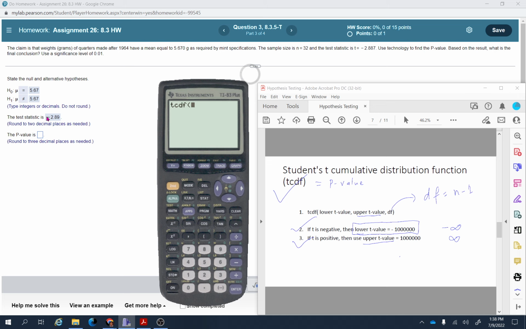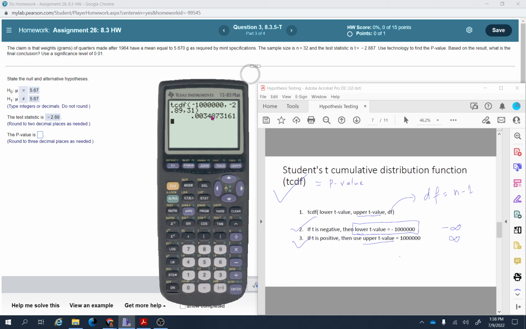In case of a negative t-value here, the lower t-value is negative 1 million. That's what I am using here. You could use a very small number like negative 2 million or 3 million, but just using 1 million is fine. And now the upper t-value would be negative 2.89, comma the degrees of freedom. Because n is 32, the degrees of freedom is 32 minus 1, which is 31, and that gives the p-value.